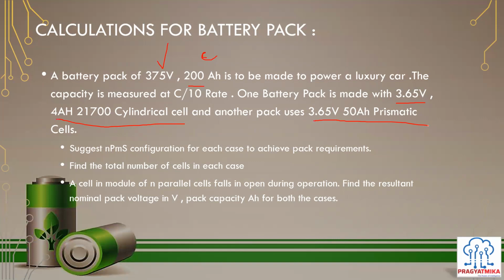Now it has been asked what is the NPMS configuration for each case. If you are using the cylindrical cell, what would be the configuration of your pack? If you are using the prismatic cell, what would be the configuration? In both cases, what would be the total number of cells? And if in a module of n parallel cells, one cell fails open during operation, what would be the impact on the pack voltage or the pack capacity?